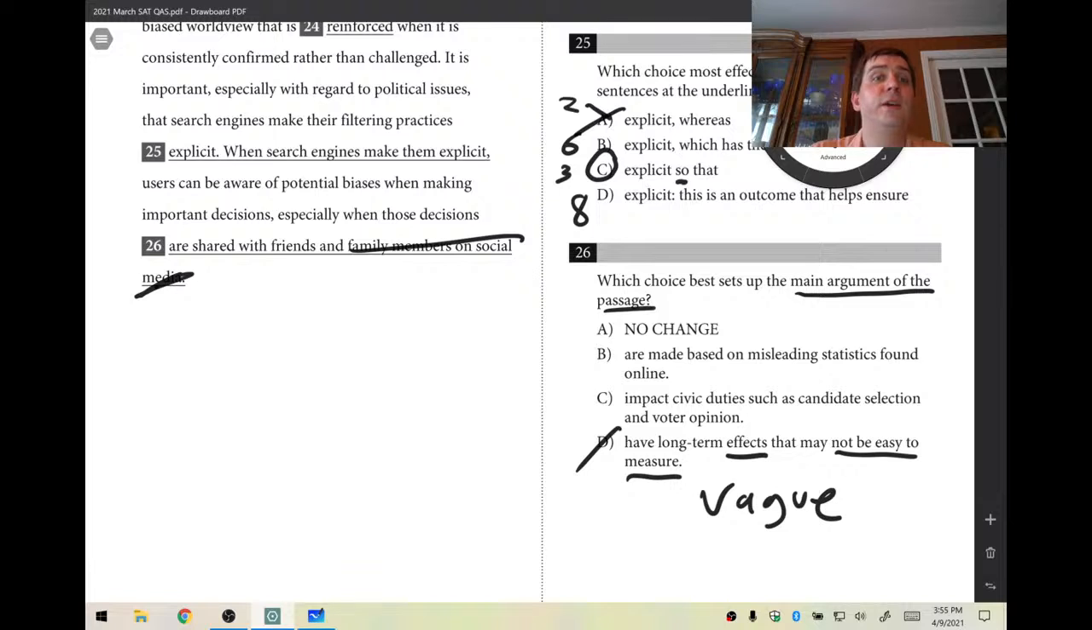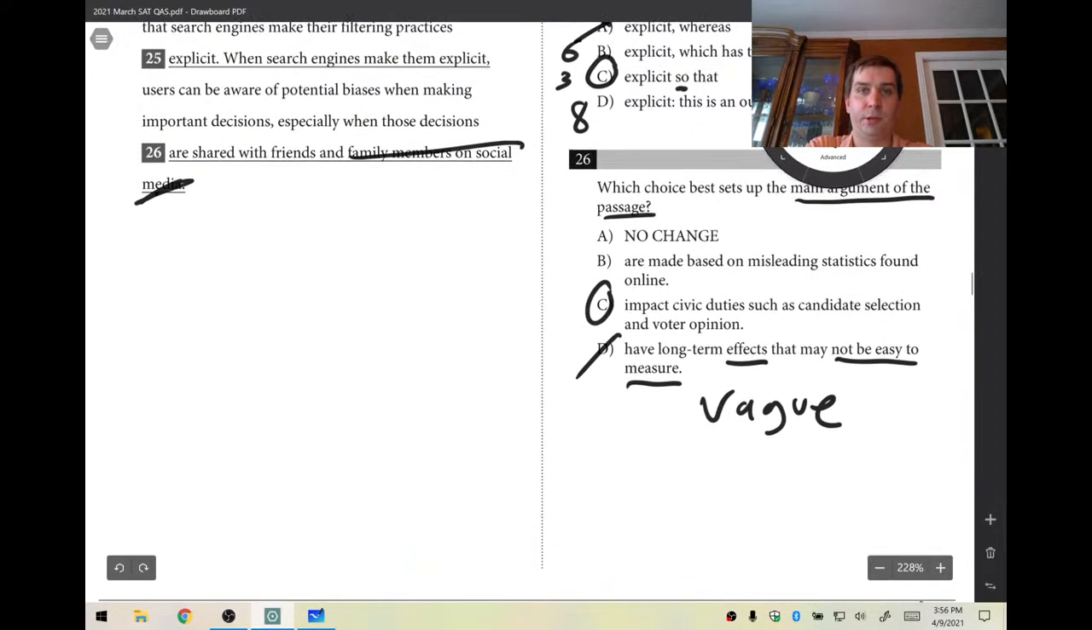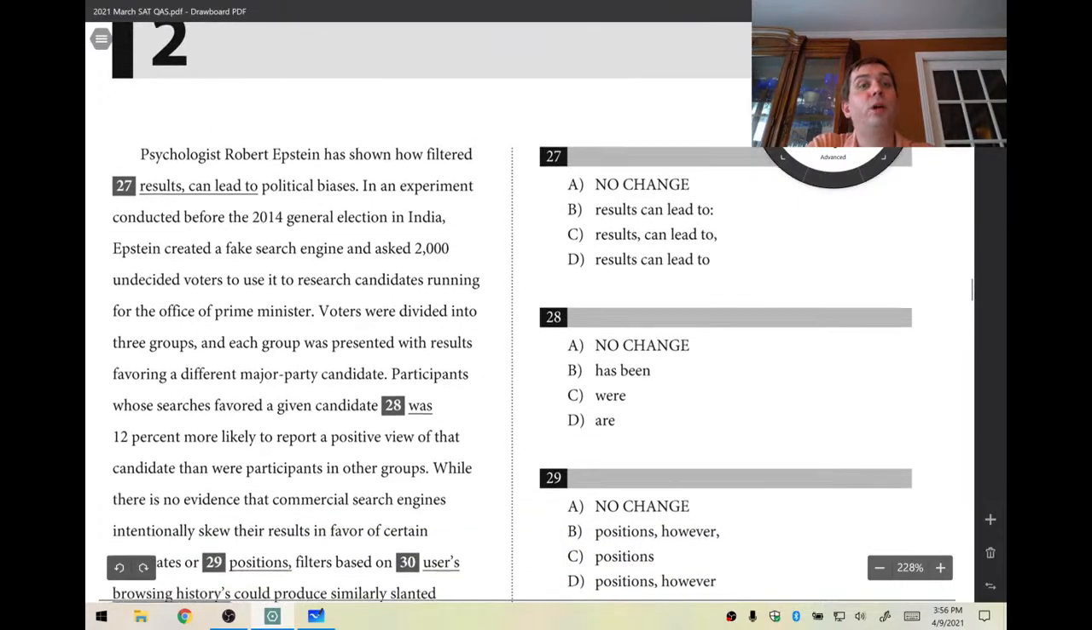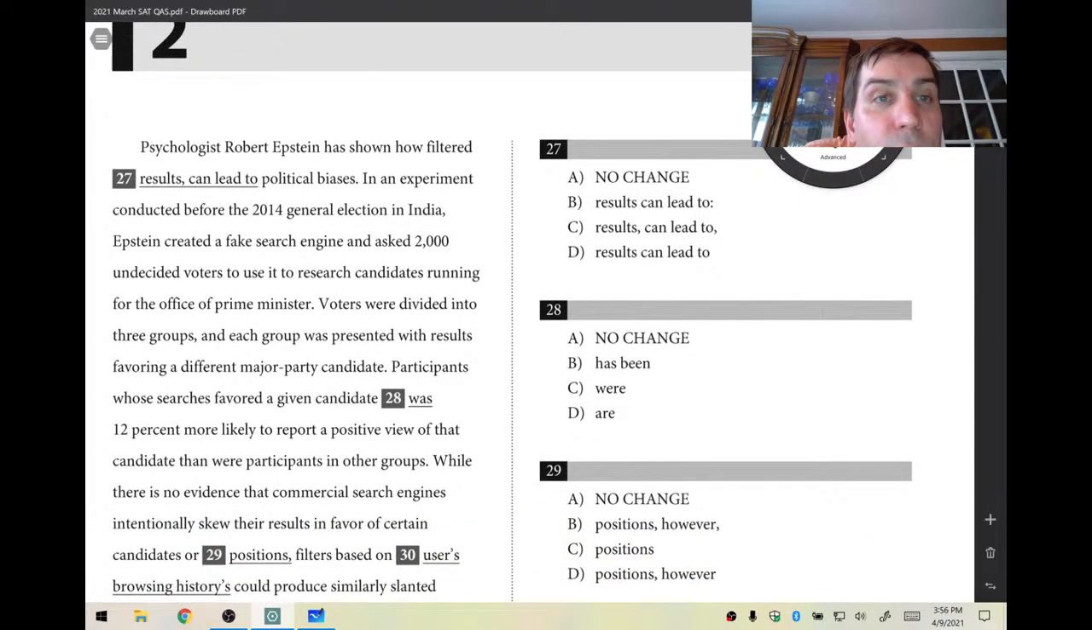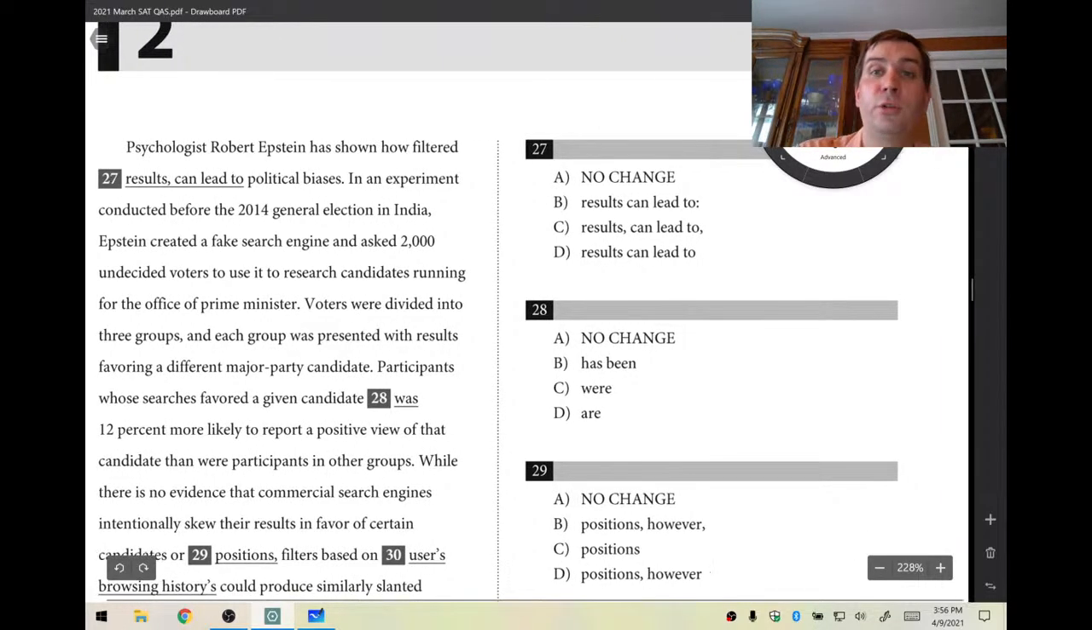So, when search engines make them explicit, users can be aware of potential biases when making important decisions, especially when those decisions impact civic duties such as candidate selection and voter opinion, which is what the following paragraph will start to talk about. For 27, we're on to the next paragraph. Psychologist Robert Epstein has shown how filtered results, comma, can lead to political biases. Let me read that, because maybe you didn't notice for 27 that was a stutter. Answer choice A is a stutter.